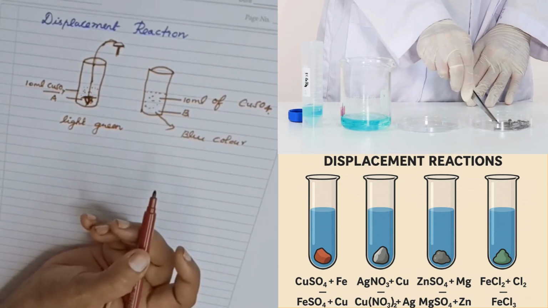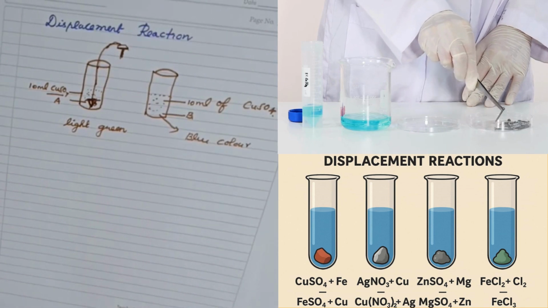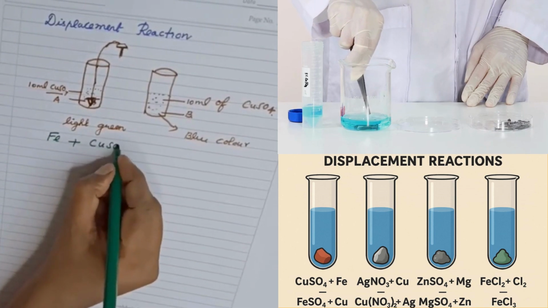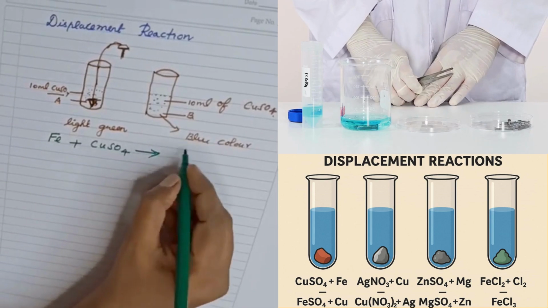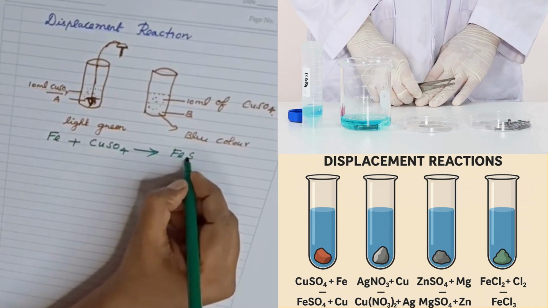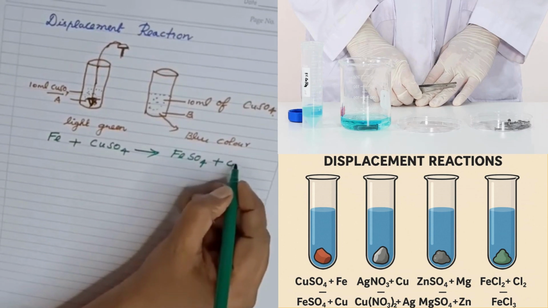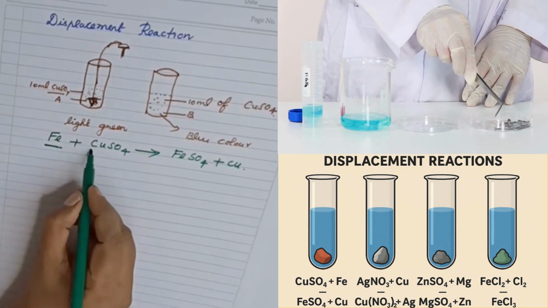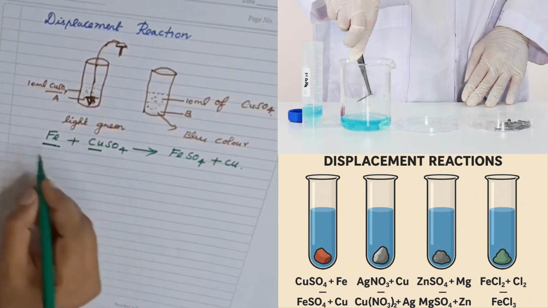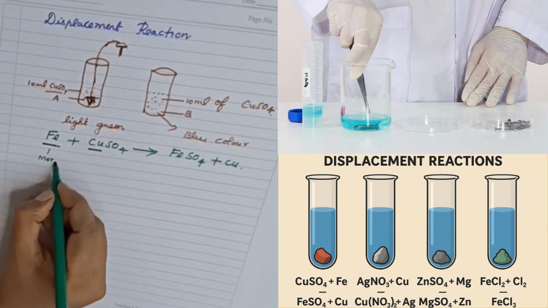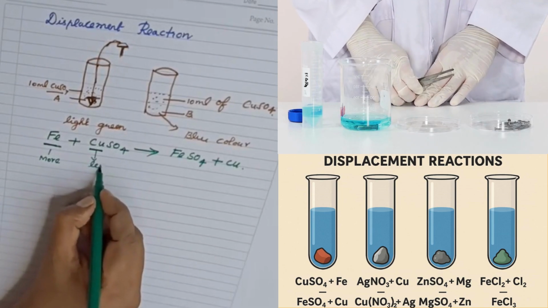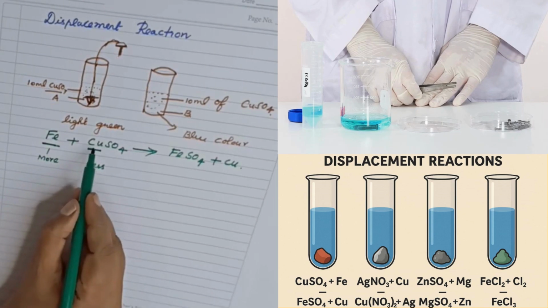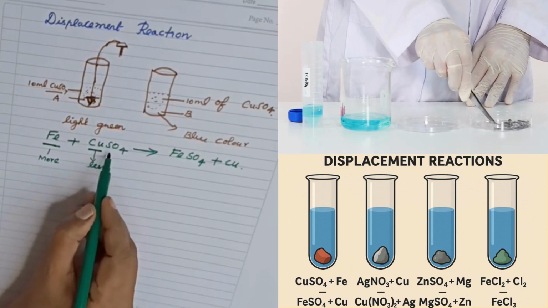So from this experiment, what happened during this reaction? When iron combines with copper sulfate, it forms iron sulfate plus copper. Iron is the more reactive element. Copper, as we already know, is the least reactive element. This one is more reactive, and this one is less reactive. Iron, being the more reactive element, displaces copper from copper sulfate, from its compound.